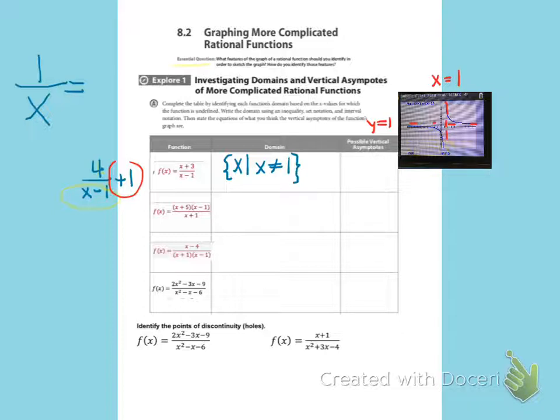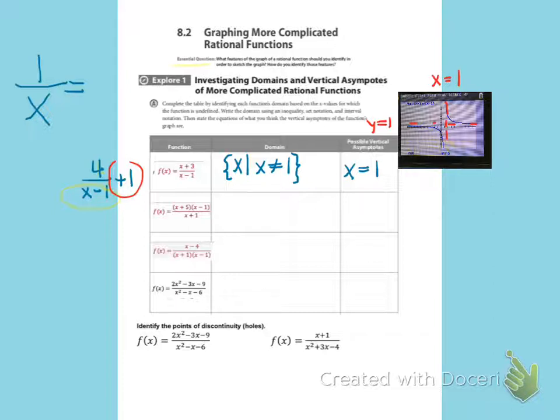Again, when I write the domain that way, I'm saying x such that x cannot equal 1, implying that it can be everything but 1. And that's where the vertical asymptote is, at x equals 1. So that's the excluded value from my domain, and that's where the vertical asymptote lies.